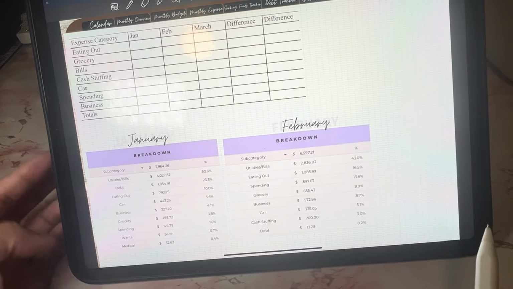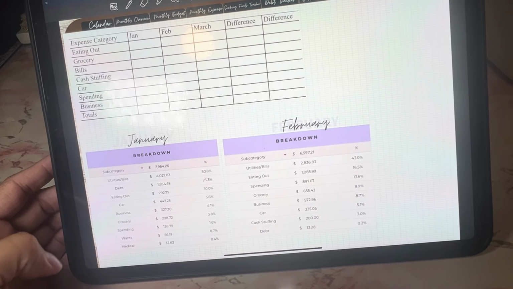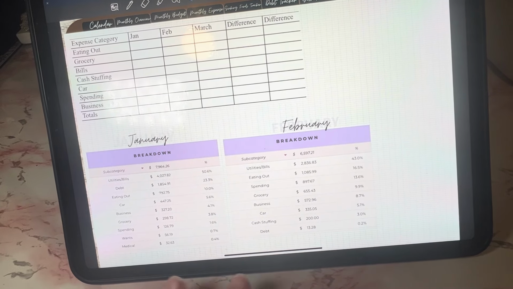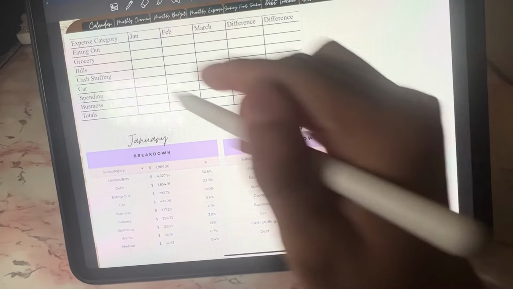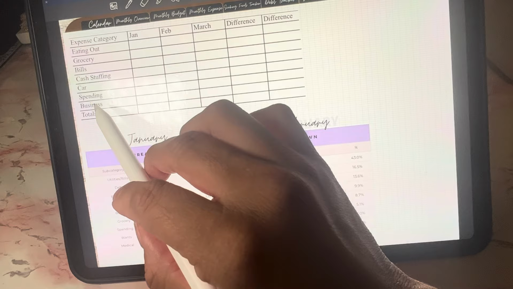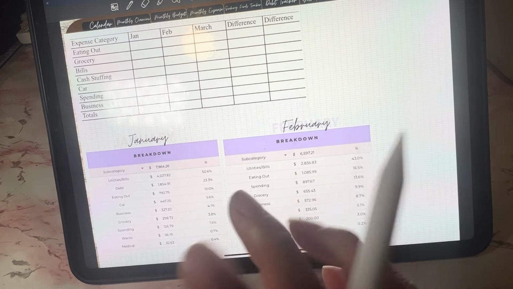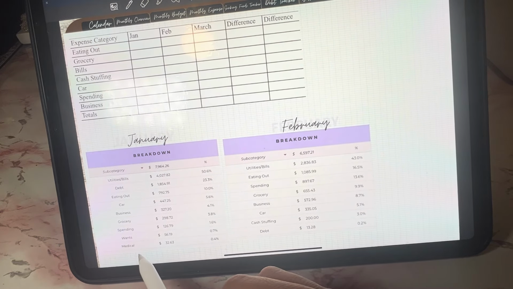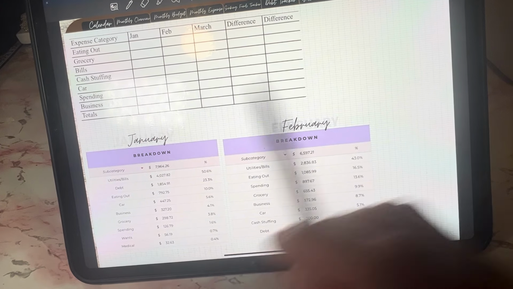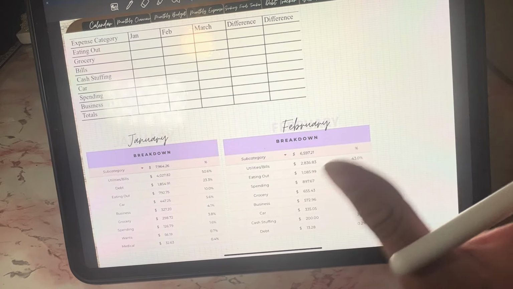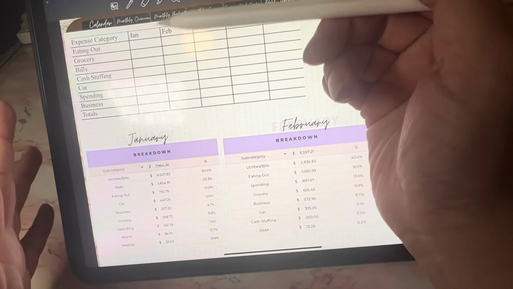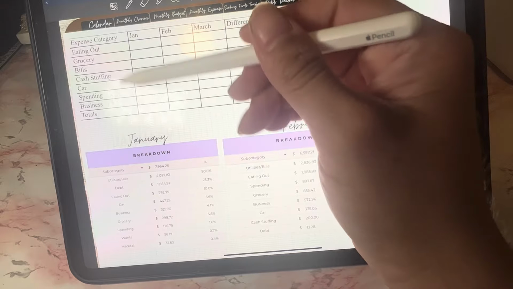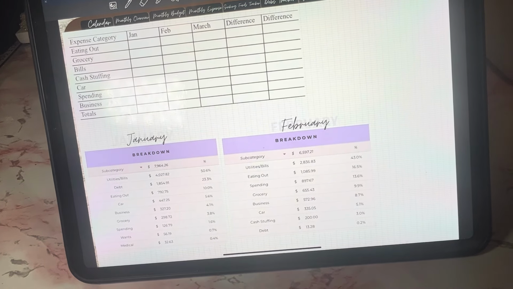Technically, for what I am going to cut back, medical is going to go to just spending. But pretty much I got eating out, grocery bills, cash stuffing, car, spending, and business. Those are pretty much the things that I wanted to have category comparison. So anything that's like medical or wants, they're just going to go under the spending category. That's how I categorize it. But everything else, even debt, is going towards the bills category. So if I do have debt and it's not here, it's just going towards bills, because technically that is a bill.